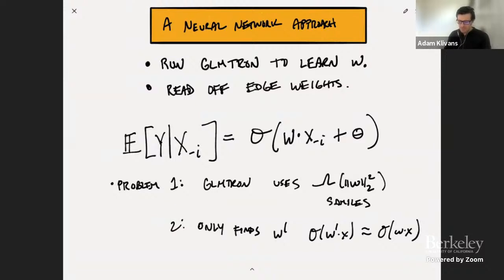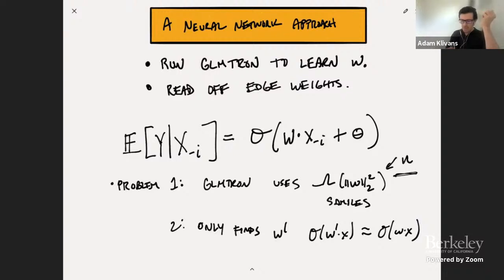So problem one is that glmtron uses Omega(||W||_2) samples. So this is always going to be like n. And remember, we wanted to learn the dependency graph with optimal sample complexity. We wanted to do log n samples. And if I just run glmtron, I'm going to pay n in the sample complexity. Okay, so I'm in trouble there.